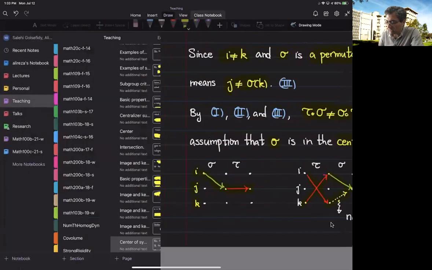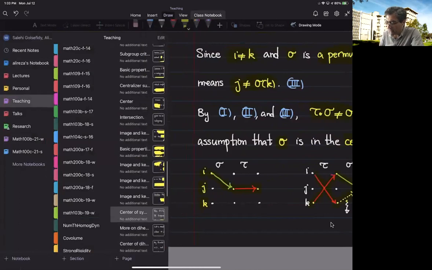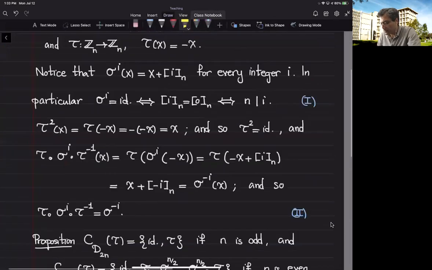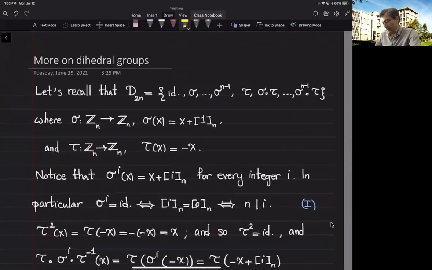So we understood the center of a symmetric group. Now let's go to the dihedral group. Recall that a dihedral group, that means a group of symmetries of an n cycle, has 2 types of elements.